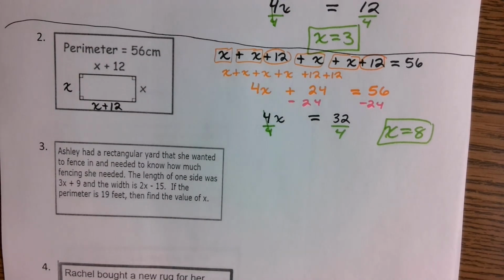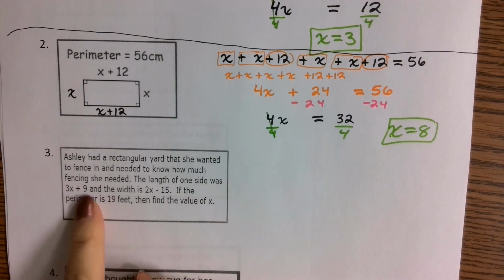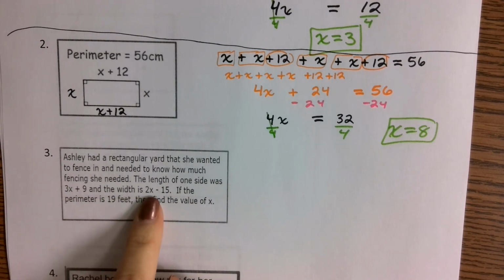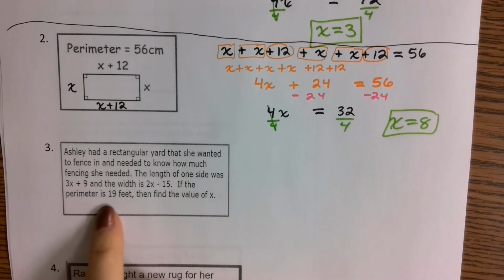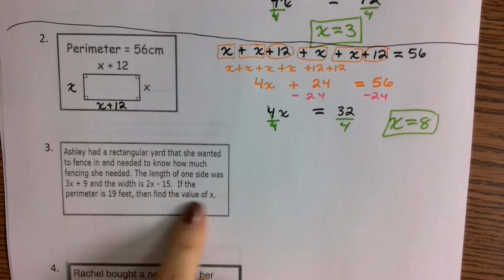The length of one side was 3x plus 9. The width is 2x minus 15. If the perimeter is 19, then we're going to solve for x.